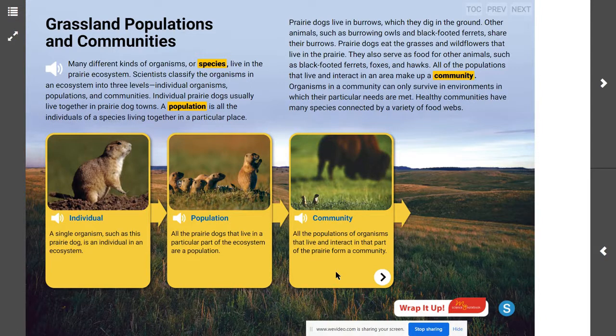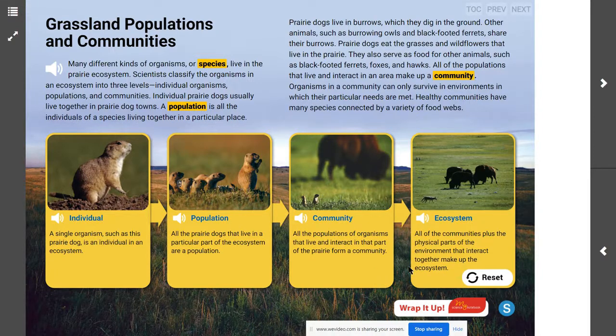So how is an ecosystem different from a community? Well, in an ecosystem, all of the communities plus the physical parts of the environment that interact together make up the ecosystem. So in an ecosystem, you're talking about all of the living as well as the non-living parts of that environment, which is why we talked about the non-living elements in our last lesson. An ecosystem includes the physical or non-living parts of the environment as well as the multiple species in that community.